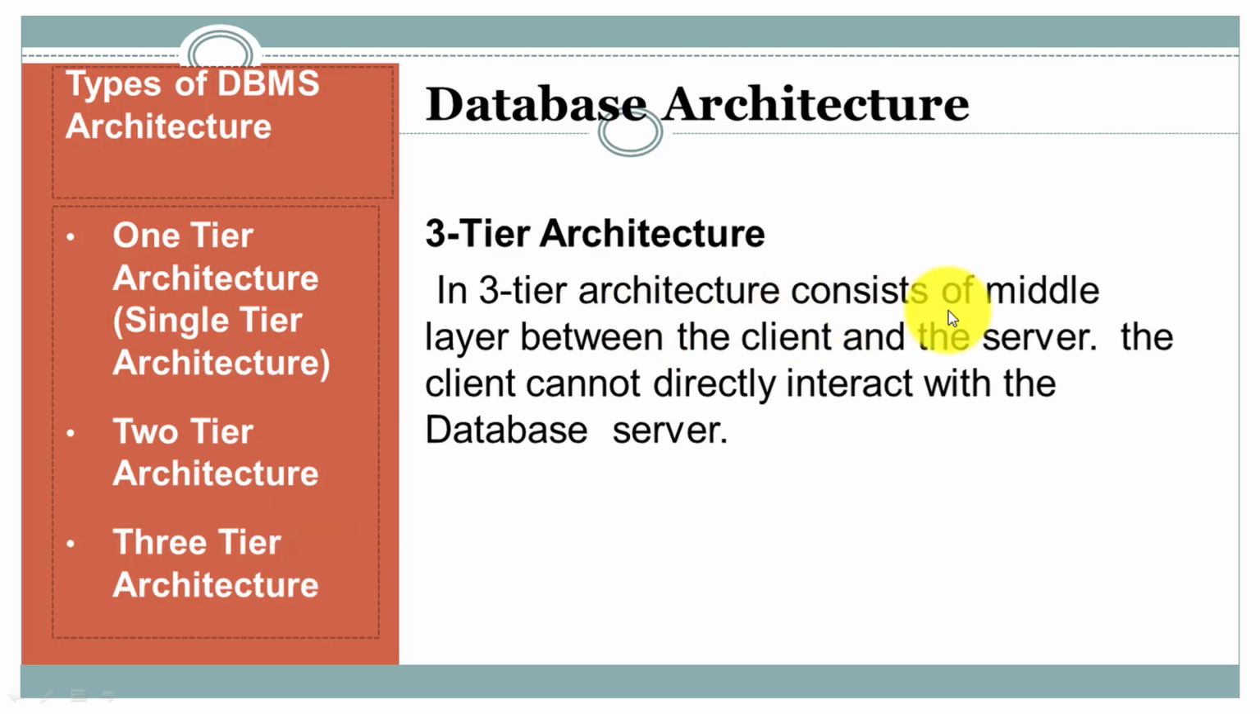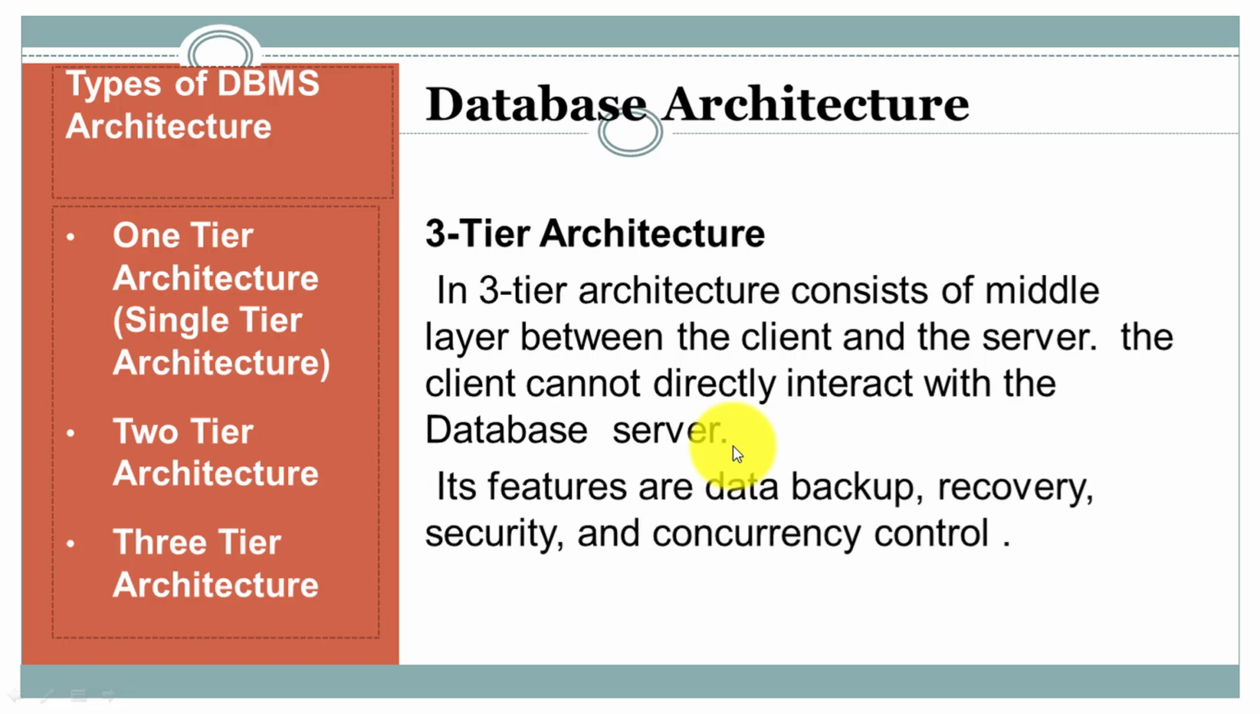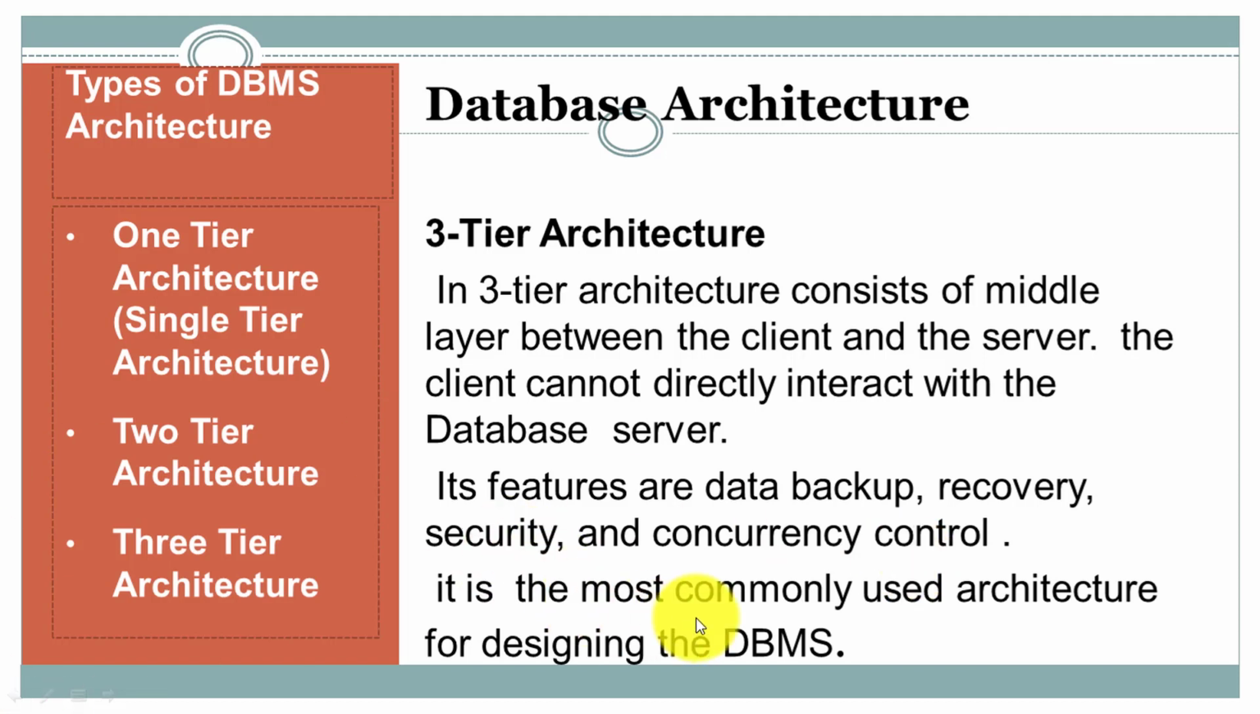Three tier architecture consists of a middle layer between client and server. The client cannot directly interact with the database server, but because of the application server, there is an intermediary between client and data server. It gives features like data backup, recovery, security and concurrency control. It is the most commonly used architecture in designing the DBMS. So this is all about the types of database architecture: one tier, that is single tier architecture, two tier architecture and three tier architecture.